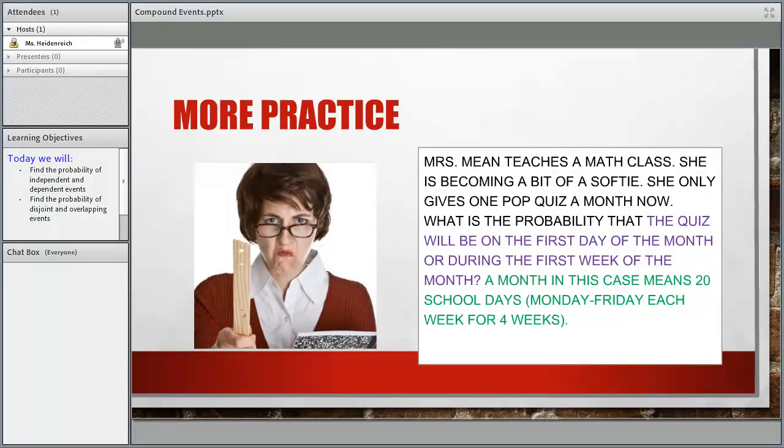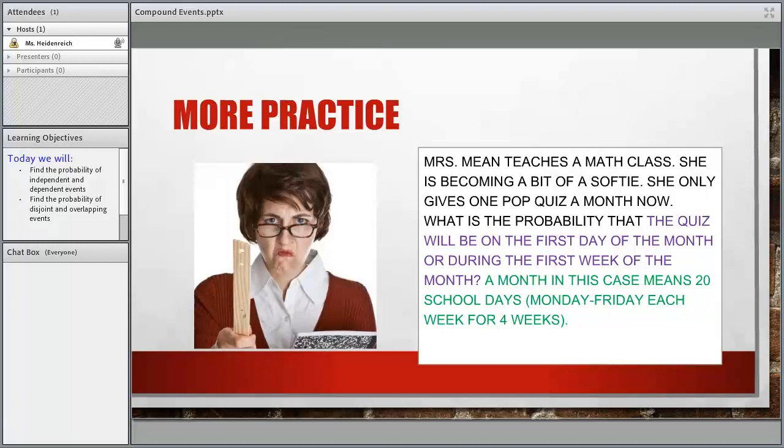And you might guess where this is going, but she's still teaching her math class, but she's becoming a bit of a softie from the beginning. She only gives 1 pop quiz a month now. So what's the probability that the quiz will be on the first day of the month or during the first week of the month? And in this case, I want us to consider a month being 20 school days, which is 4 weeks, Monday through Friday each week.